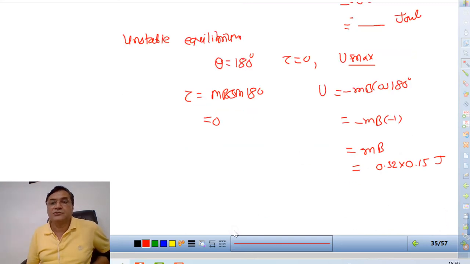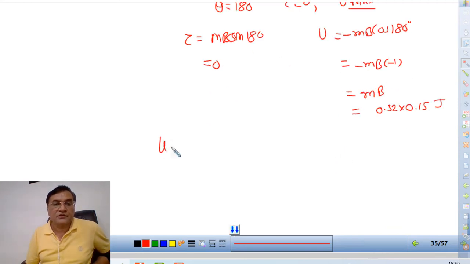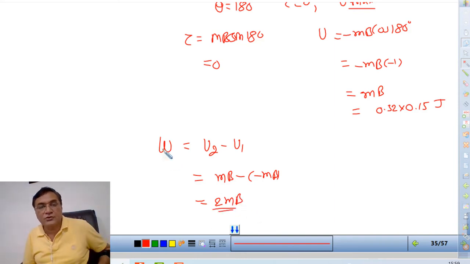If they ask how much work to do from this position to this position, then work is equal to U2 minus U1, so mB plus mB, which is equal to 2mB. This is the work done by the external torque. If asked, we have to do it like this.